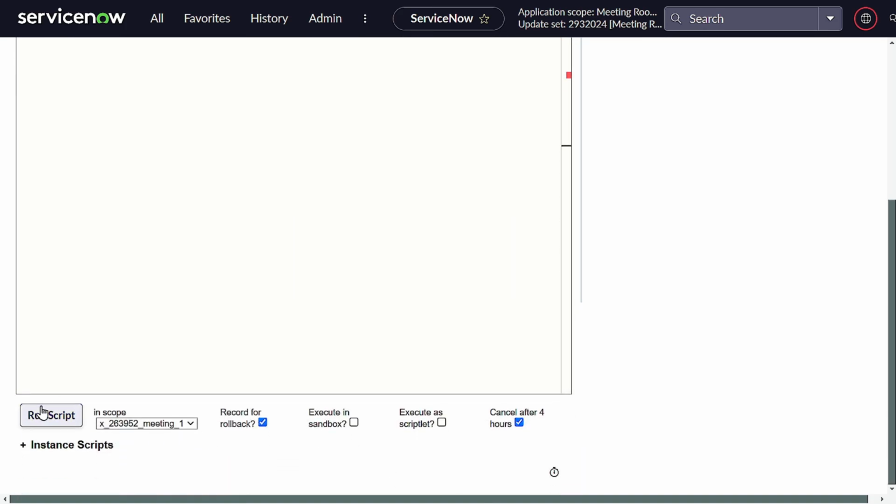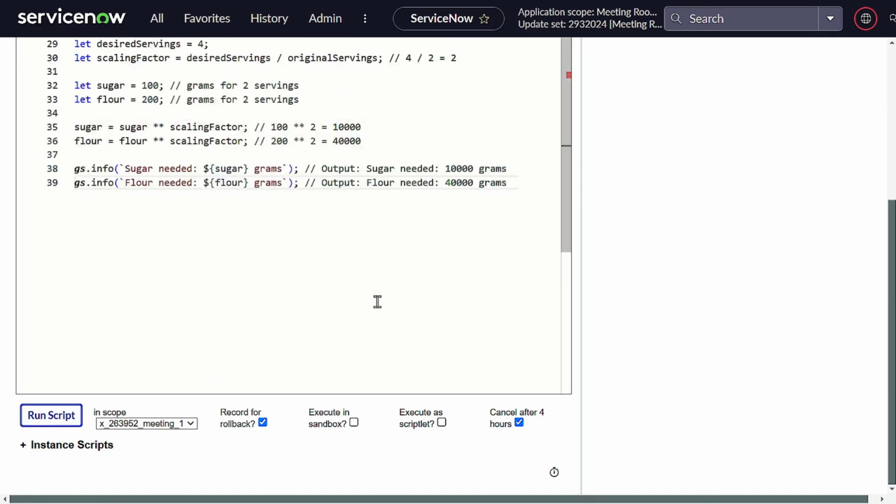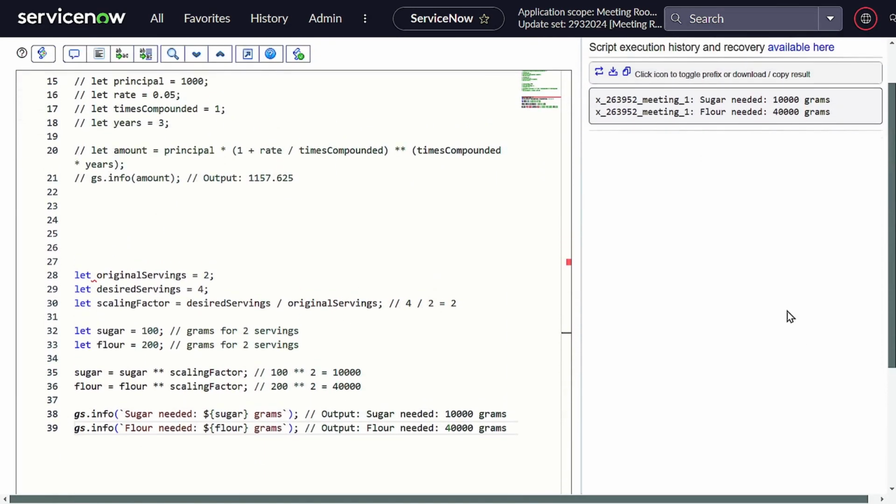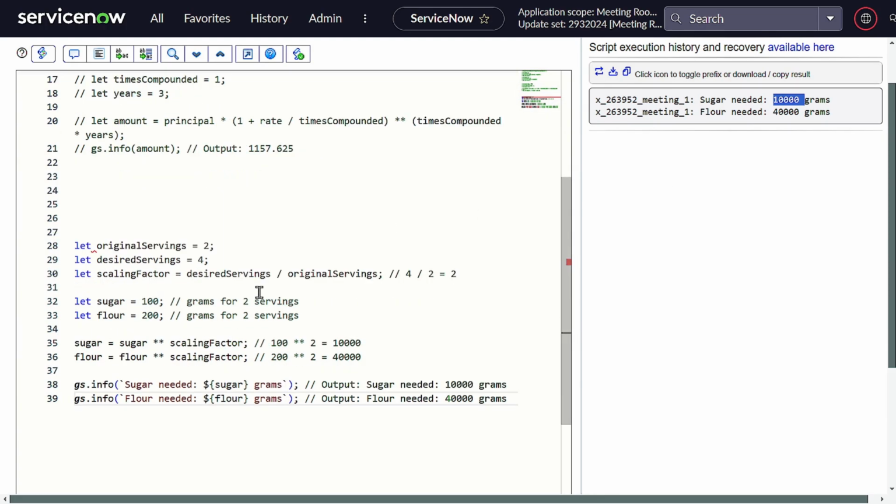I will run from here only. If I run this and scroll up, now you can see it got increased. Now we want sugar as 1000 gram and flour as 4000, which means 100 squared and 200 squared. Perfect, right? This example is exaggerated, just for demo purposes.